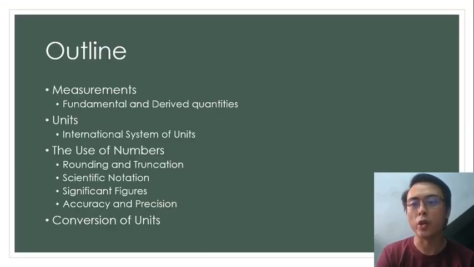In this lecture, we will be talking about measurements, fundamental and derived quantities, units, and some use of numbers. We might be skipping some of these parts because this lecture is made for high school students just to refresh your memory on how to properly use numbers. And then the last would be the conversion of units and dimensional analysis. Okay, let's begin.